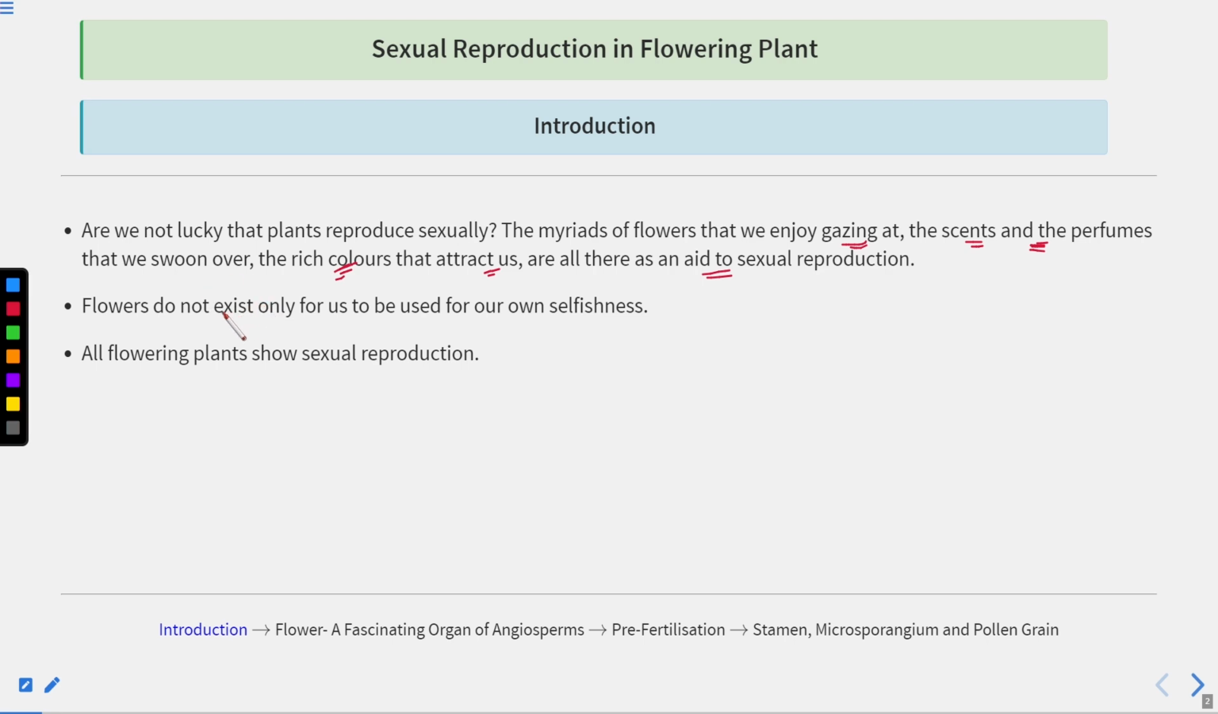Now, flowers do not exist only to be used for our own selfish needs, for human purposes only. Now all flowering plants show sexual reproduction. Clear? So flowering plants belong to what? They belong to angiosperms.